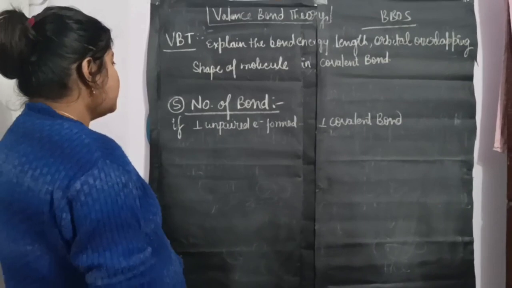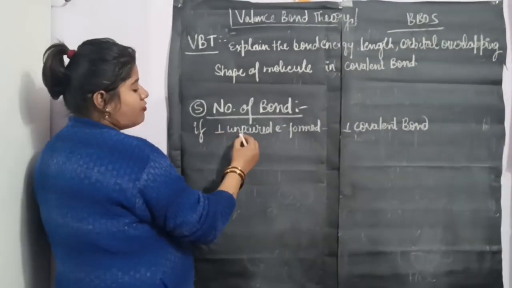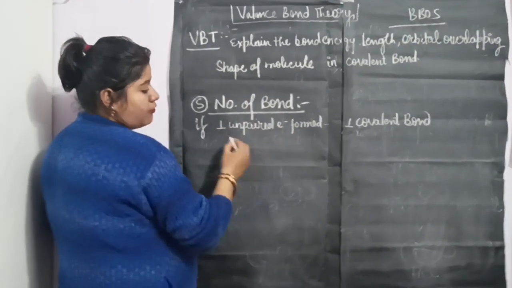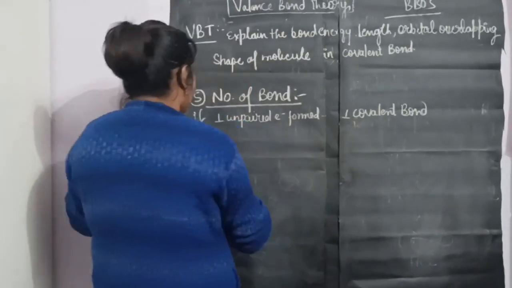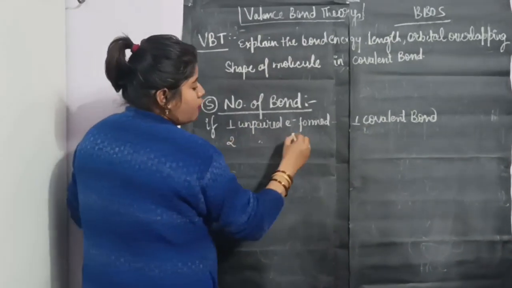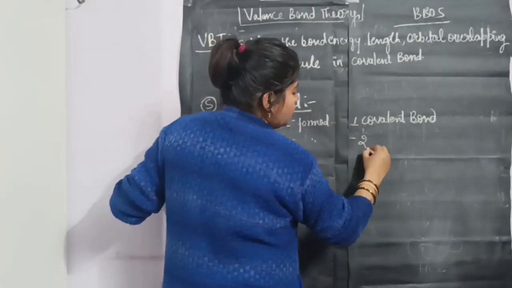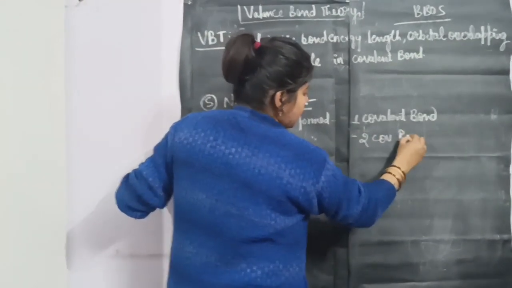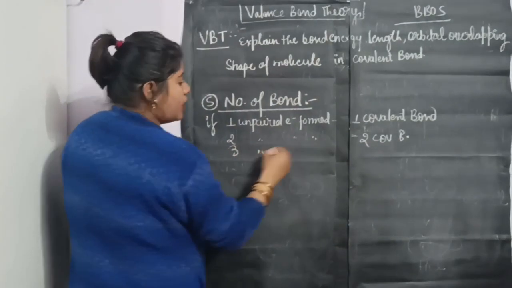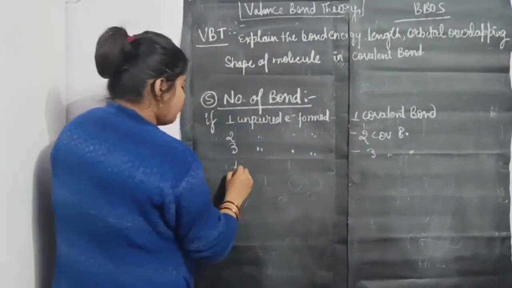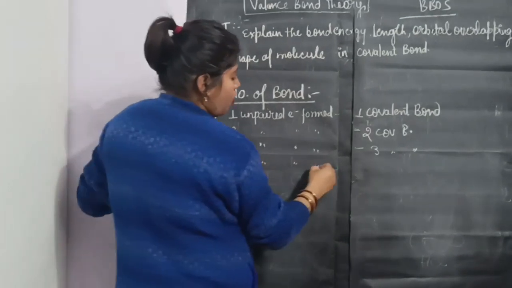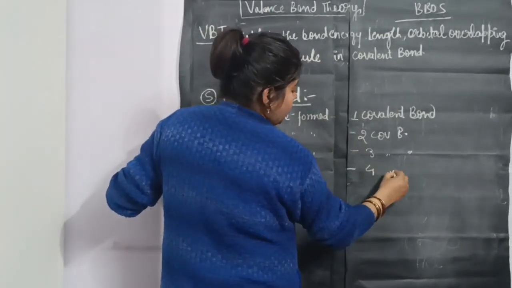It teaches that one unpaired electron forms one covalent bond, two unpaired electrons form two covalent bonds, three unpaired electrons form three covalent bonds, and four unpaired electrons form four covalent bonds.